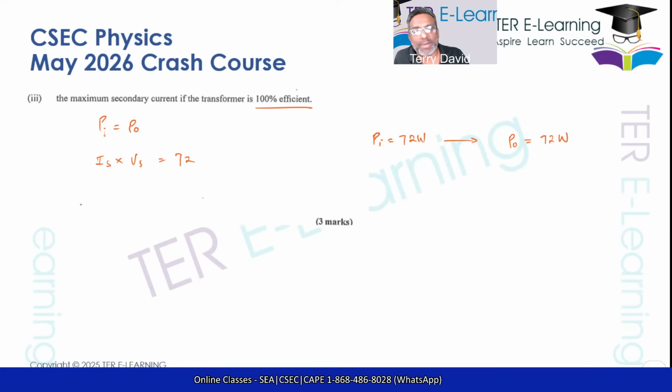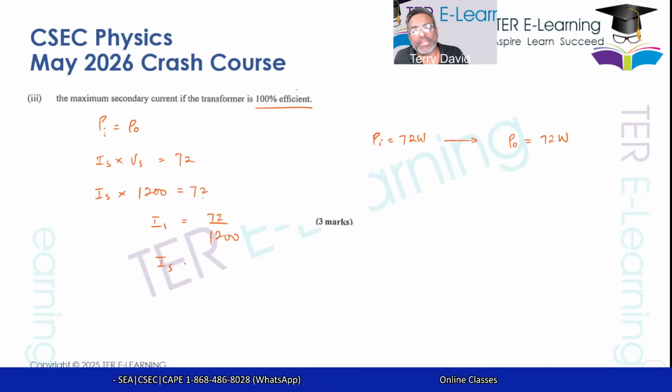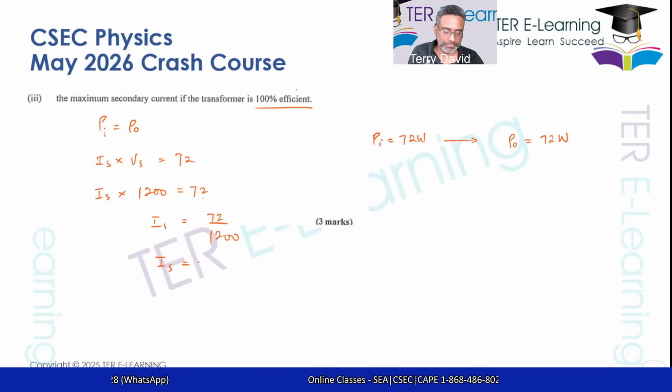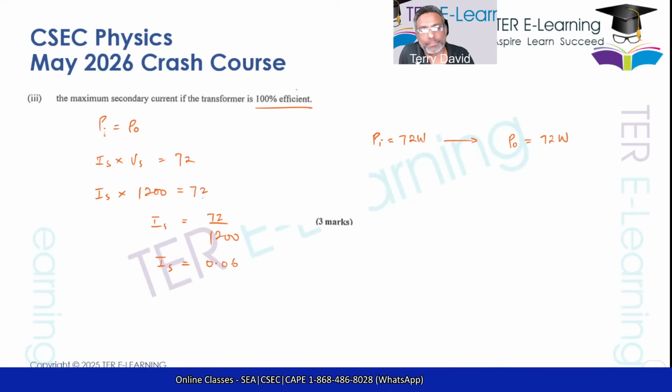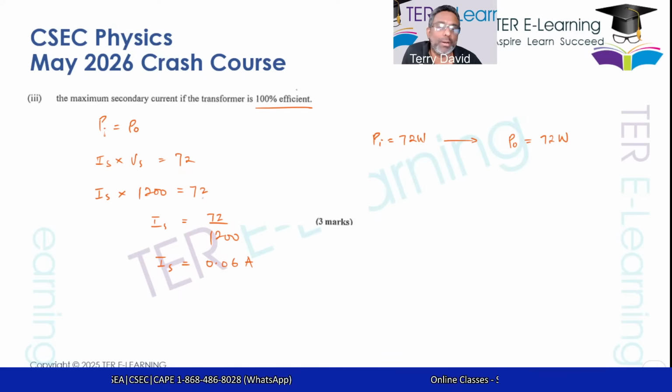So we want to work out the maximum current. The secondary voltage, we just got as 1200. So IS by 1200 is equal to 72. Therefore IS is equal to 72 all over 1200. So the secondary current in this case is going to be 0.06 amps. Okay, so that's a step-up transformer.